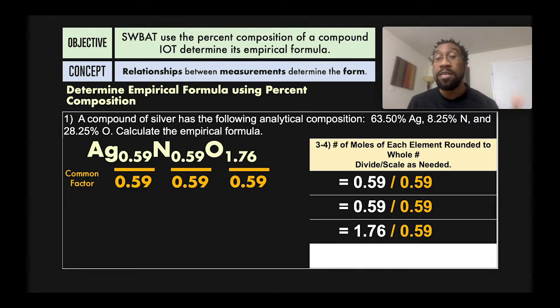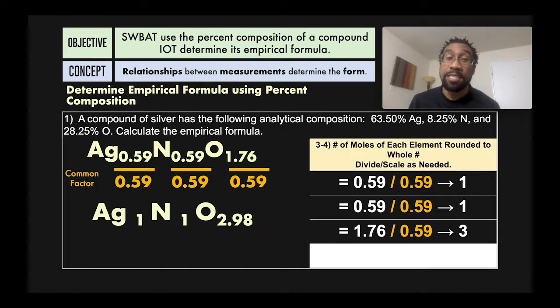Now watch what happens when we assume that the common factor is 0.59, and then we continue to divide that across into each subscript. 0.59 divided by itself is 1, and so that happens twice. But 1.76 divided by 0.59 gives you 2.98. So you have Ag1, N1, and O2.98. Well, the thing is, 2.98 is so remarkably close to a whole number, like 3, it's okay to round it up to 3. So that means silver, nitrogen, and oxygen in this composition combines with 1 atom of silver, 1 atom of nitrogen, and 3 atoms of oxygen.